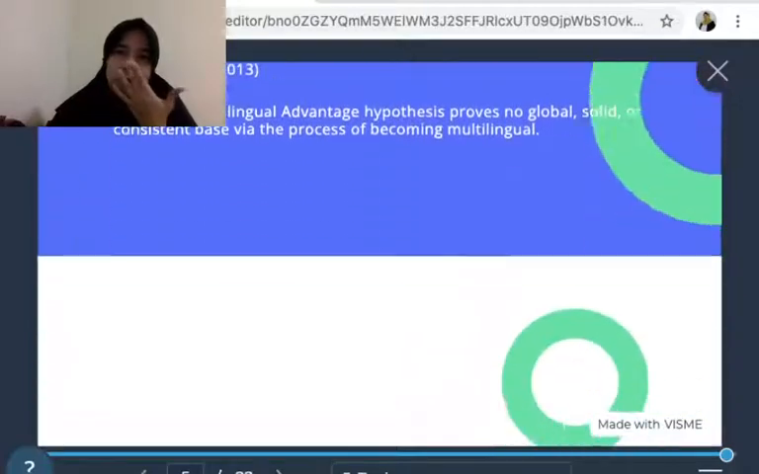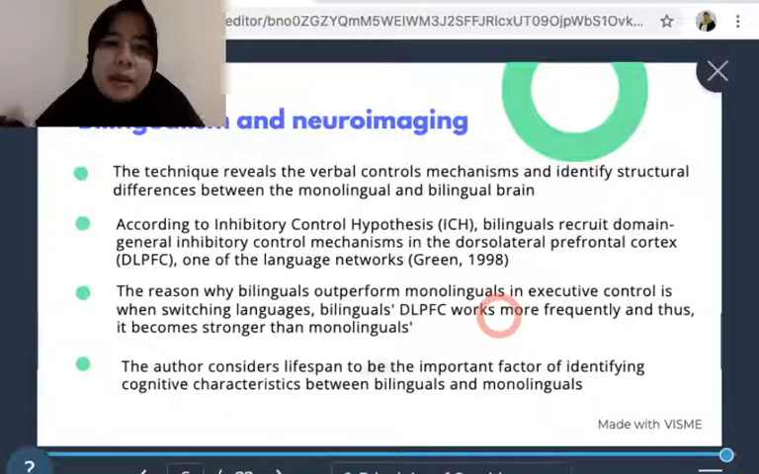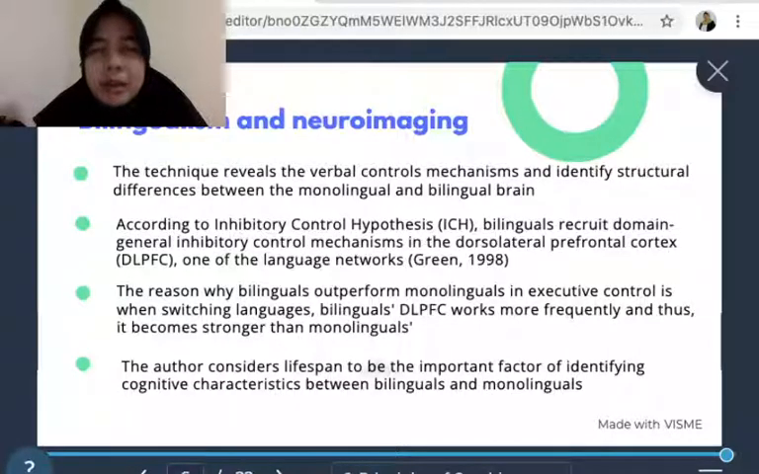Okay. Now let me go to bilingualism and neuroimaging. Actually, bilingual research can also be done using several medical brain scanner, the neuroimaging technique, and the technique reveals the verbal control mechanism and identifies structural differences between the monolingual and bilingual brain. We know that in our brain there are several language networks.